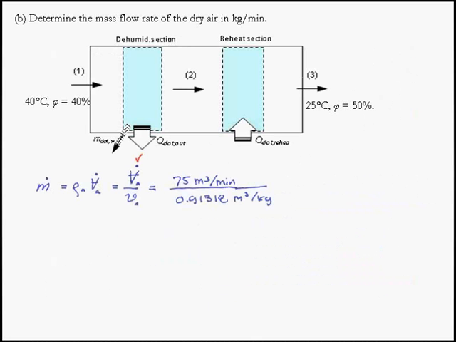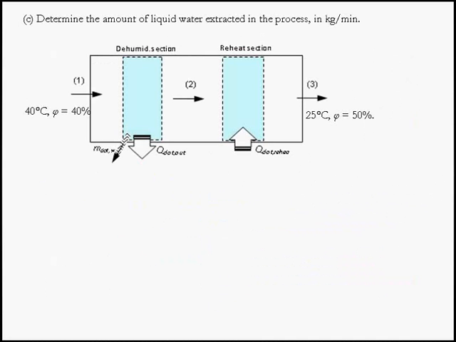To find the mass flow rate of the dry air, you just divide by that specific volume, and you've got it. In this problem, 82.1 kilograms per minute. So on to more exciting things. How much liquid water was extracted in the process?